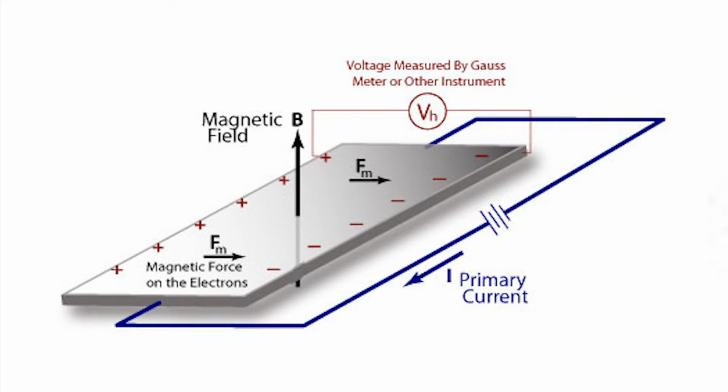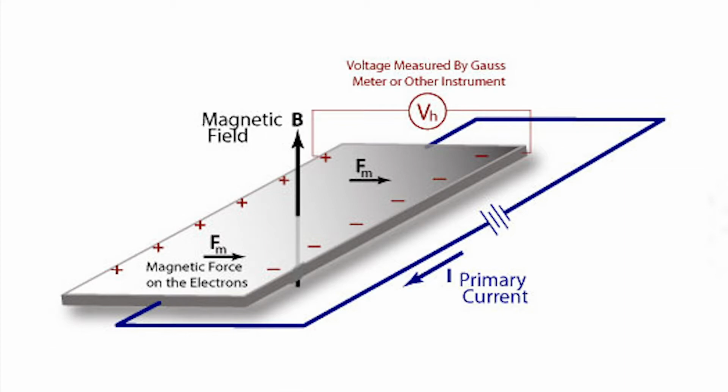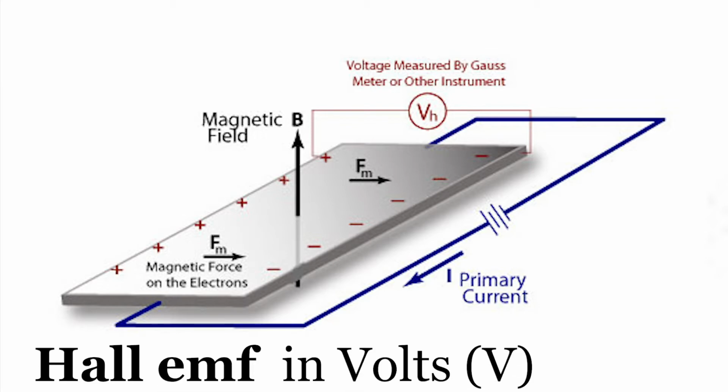This separation of charge creates a voltage across a conductor. This voltage is called the Hall EMF, represented by the letter E or backwards looking 3. Remember that the EMF is the energy provided by a source, usually a battery or a cell. The Hall EMF is specific to a voltage being created by a magnetic field across a current-carrying conductor. Another important thing to note is that the units for the Hall EMF is volts, or V.